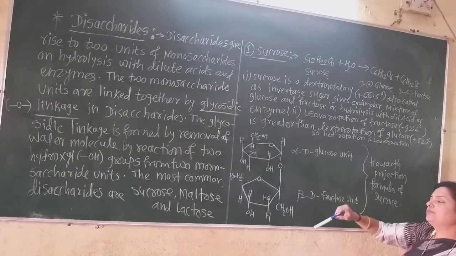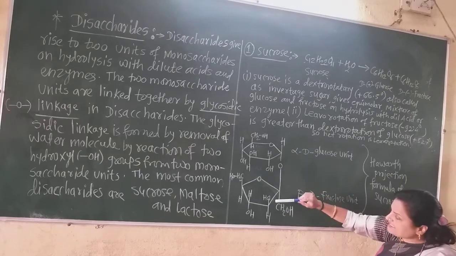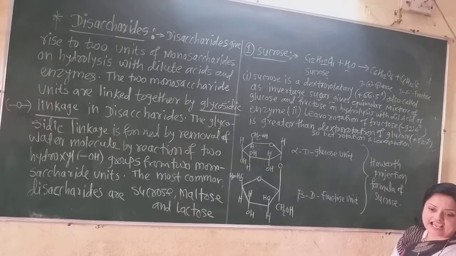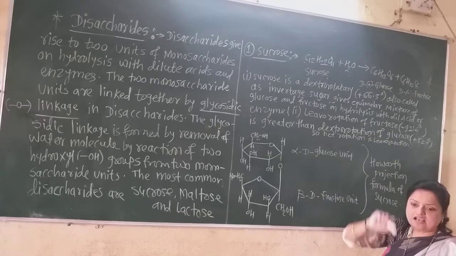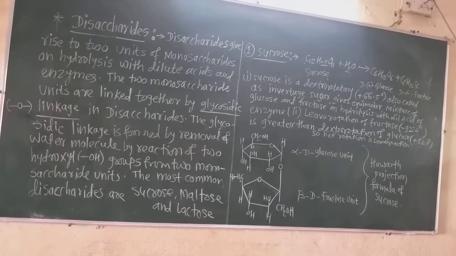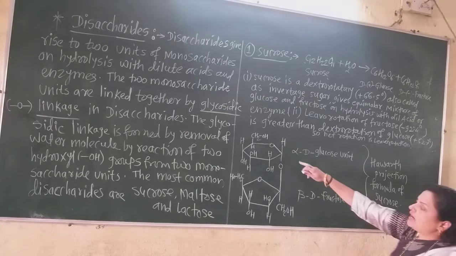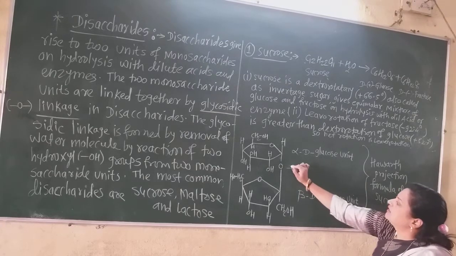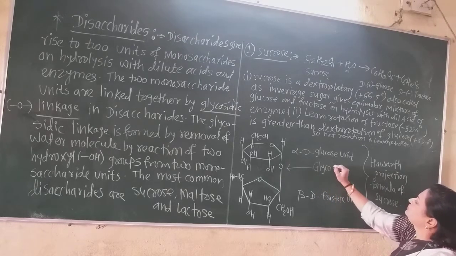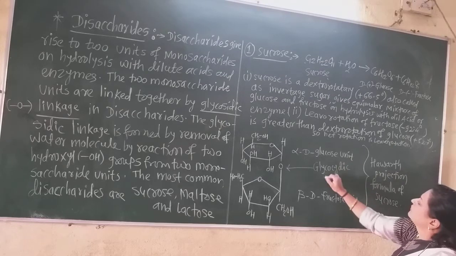Now this is the total structure of sucrose. In this structure these 2 units are joined by this glycosidic linkage. This linkage is called the glycosidic linkage because in it the 2 monosaccharide units, glucose and fructose, are joined by the oxygen atom and a water molecule from the 2 hydroxyl groups is eliminated. Now this is the glycosidic linkage.